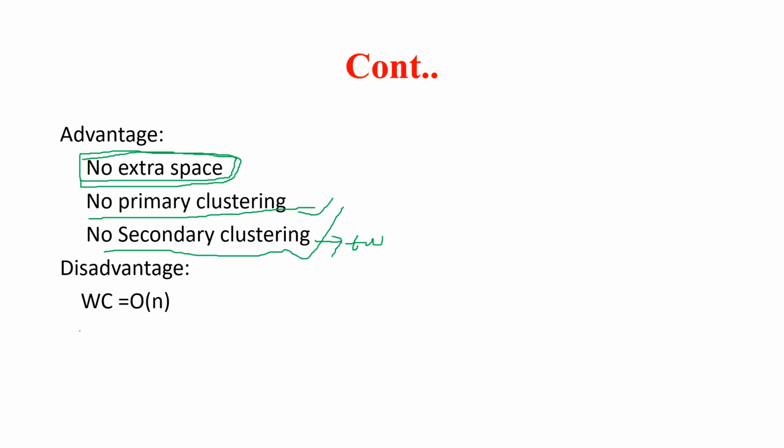The disadvantage of double hashing is that the worst case time complexity for searching an element is order of n, because hashing normally takes order of one, constant time, but the worst case here takes order of n time. So because of that reason, this is the disadvantage.